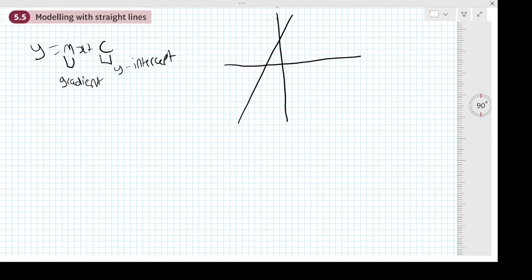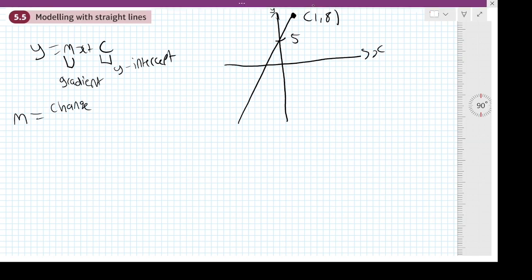and c is the y-intercept. As an example here, say this was the point 5 there, so the y-intercept was 5, and let's say this point up here was (1, 8). So the x is 1, y is 8. Then we would compute the gradient m as change in y over change in x. So that's the x-axis, and this is the y-axis.